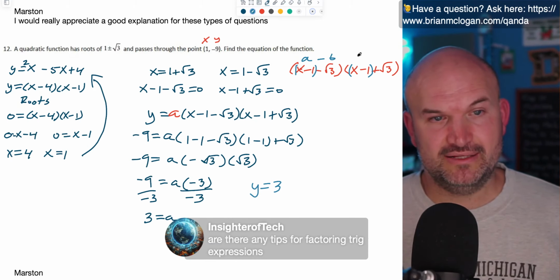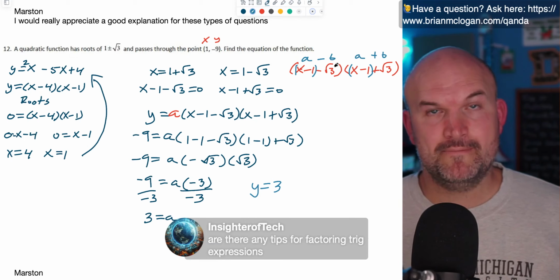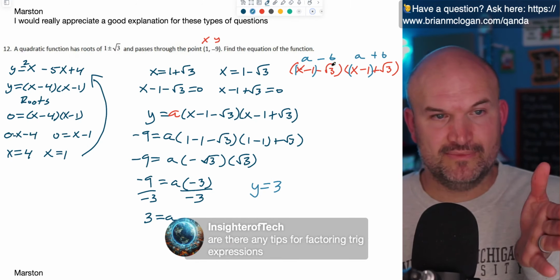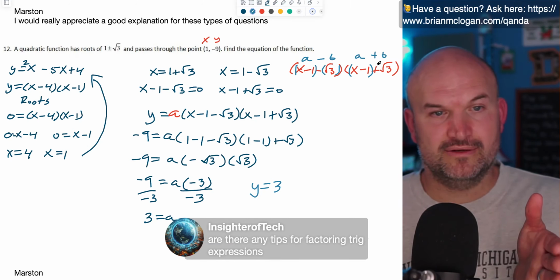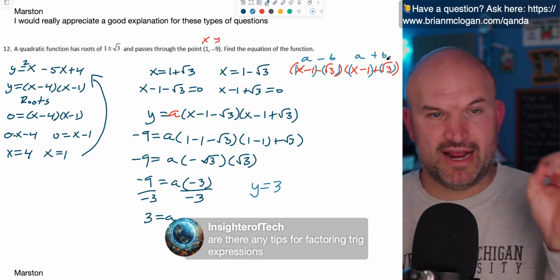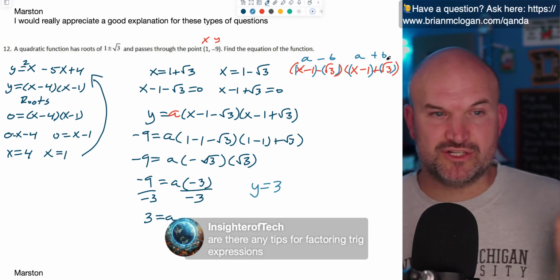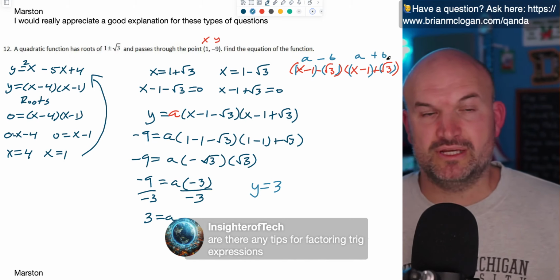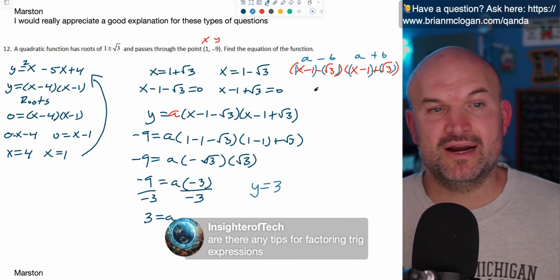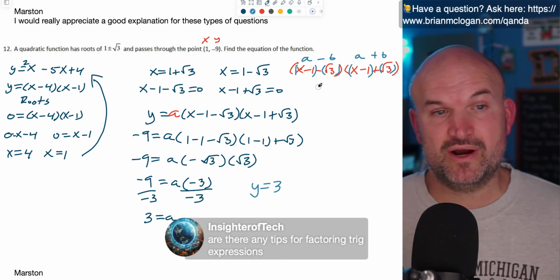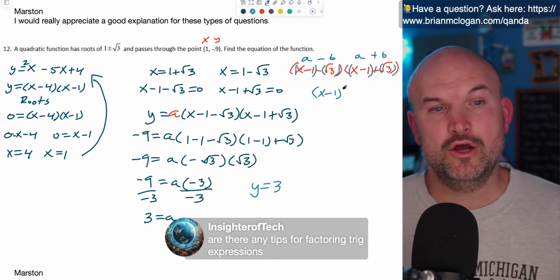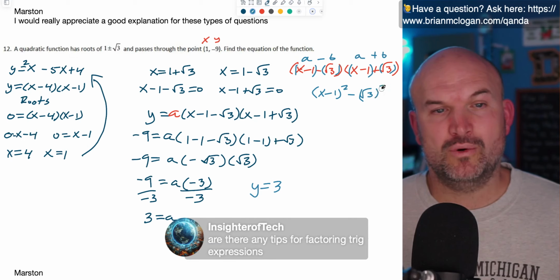a minus b times a plus b, right? The terms are exactly the same. As you can see, if you even put these in parentheses, your a and b are exactly the same for a little expression. The difference is one's a minus b and the other one's a plus b. So therefore, I can rewrite it as a difference of two squares, which would be x minus 1 quantity squared minus the square root of 3 quantity squared.